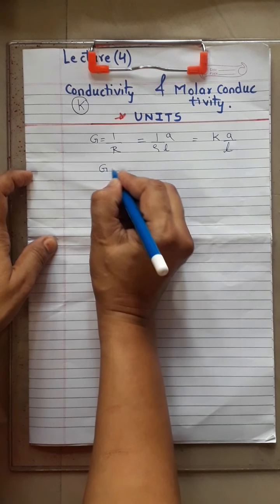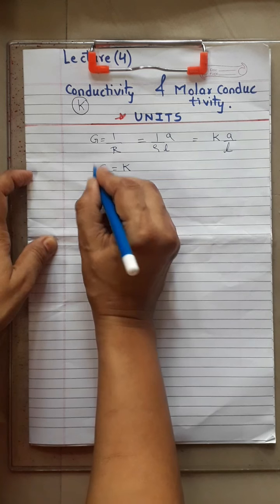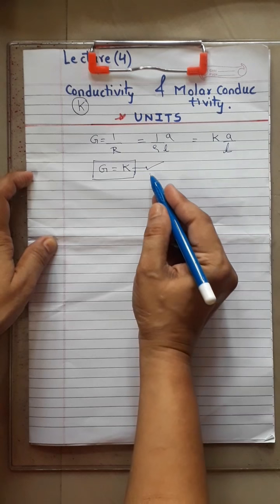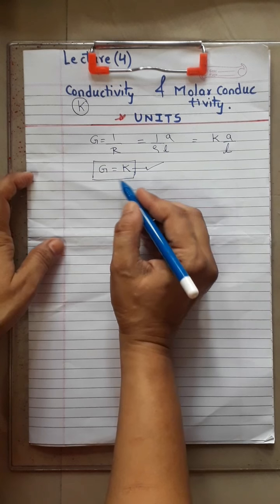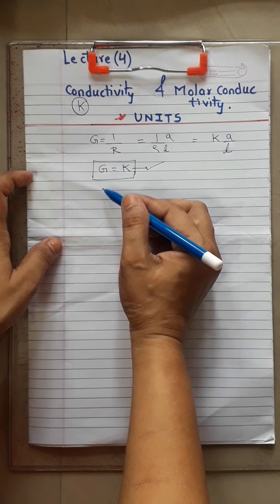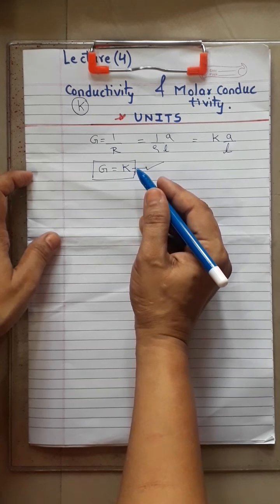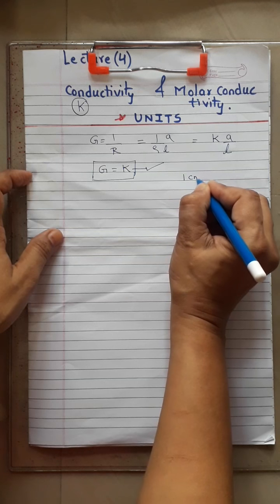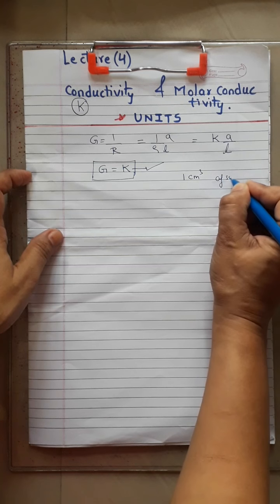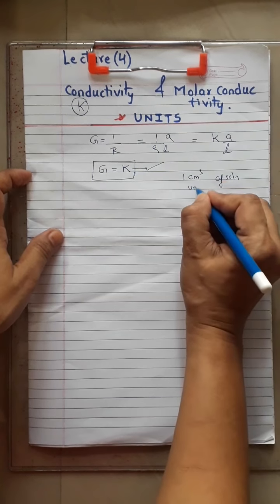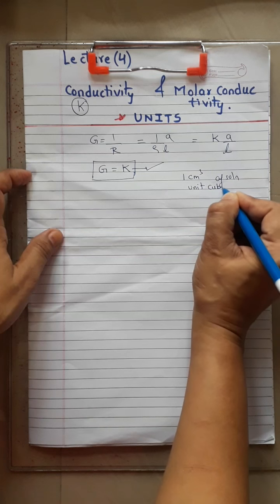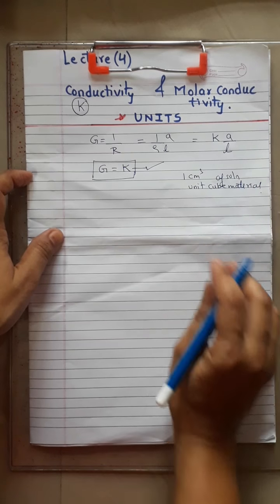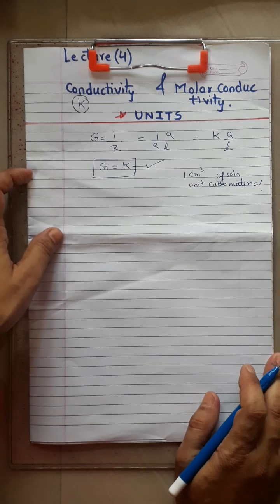And we also studied that G is equal to K, which means conductivity is the conductance of 1 ml of solution. Conductivity is the conductance of 1 centimeter cube of solution, or we say unit cube material. Now today we are going to start with what is molar conductivity.